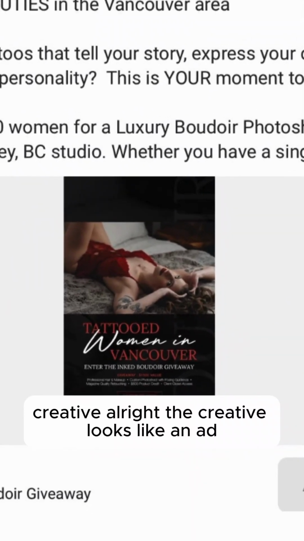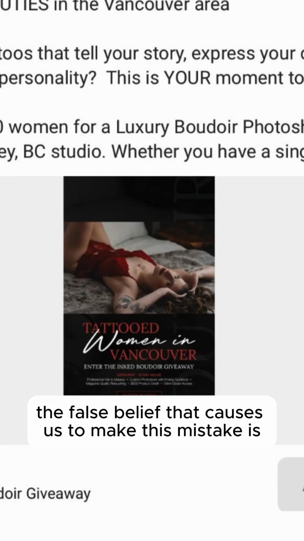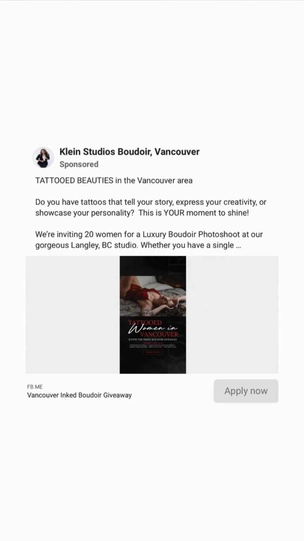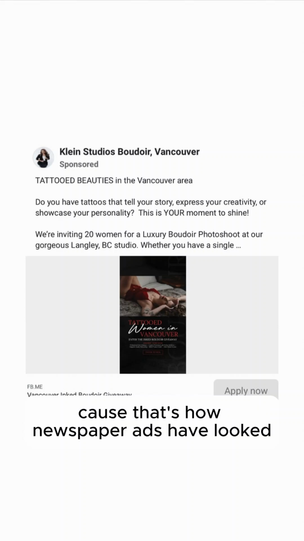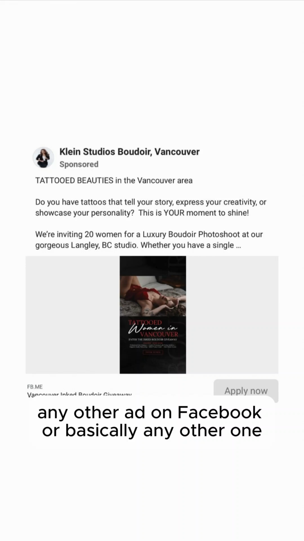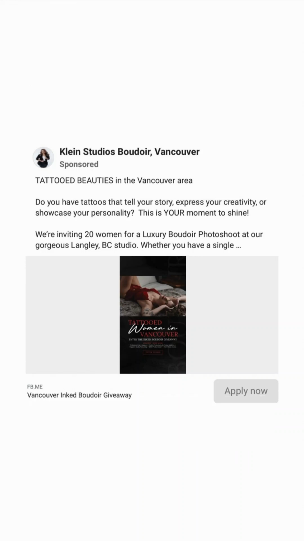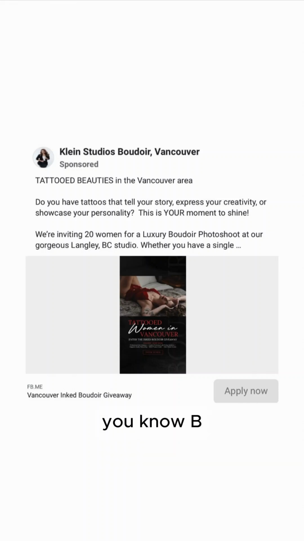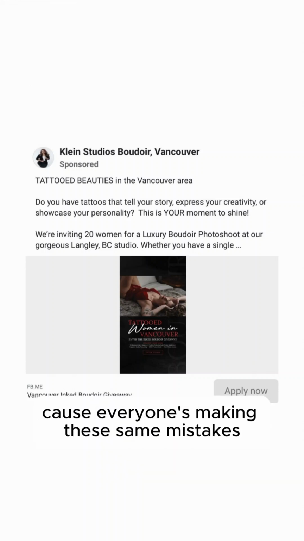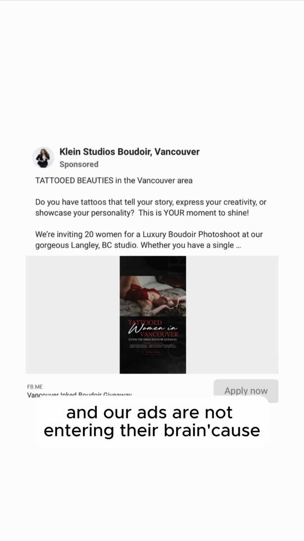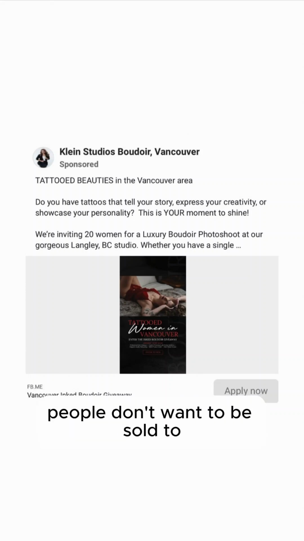Creative. All right, the creative looks like an ad, so it's the looks-like-an-ad mistake. The false belief that caused us to make this mistake is we believe our ads should look like ads because that's how newspaper ads have looked, magazine ads have looked, TV commercials have looked, and any other boudoir Facebook ad on Facebook. They all look like ads. But again, BLCS is the most common thing I'm seeing. It's because everyone's making these same mistakes. So the consequence of this: way more women are going to be scrolling on by, and our ads not entering their brain because people don't want to be sold to.